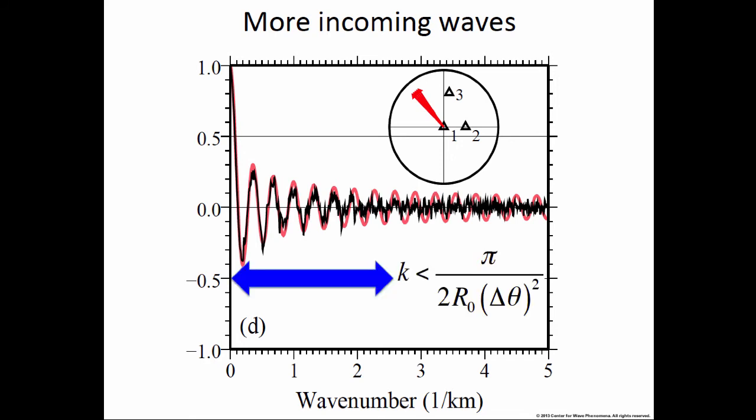We have a criterion, and you can find the derivation in the book, for the wave numbers for which the theory falls apart. The criterion depends on the angle delta theta between these different noise wave trains that propagate through my array. For all the parameters that we have used, the region of validity is indicated by the blue arrow, and you can see that agrees pretty well with this numerical simulation.